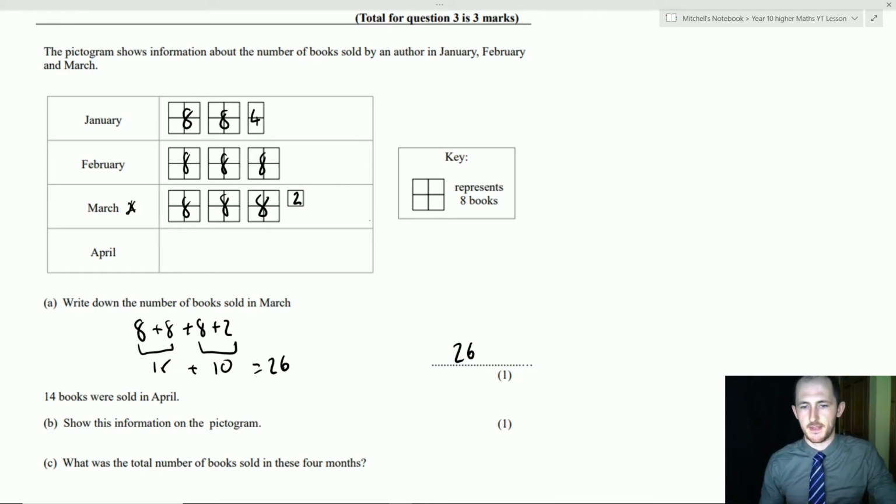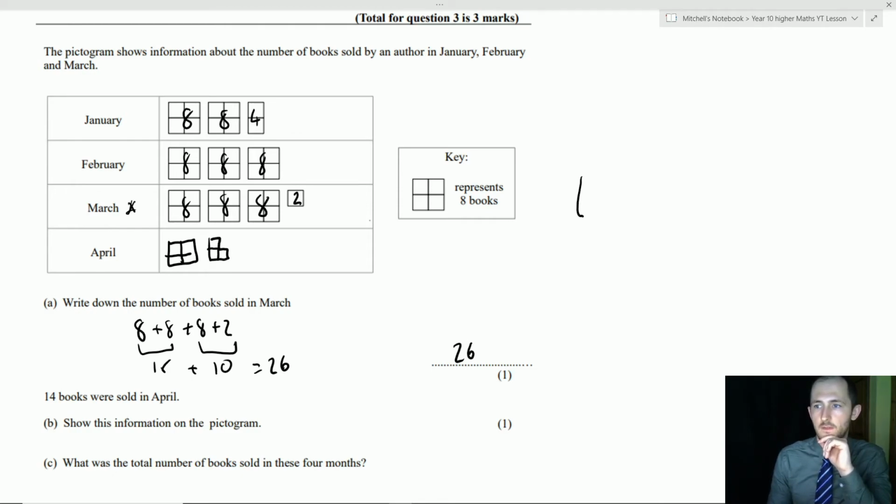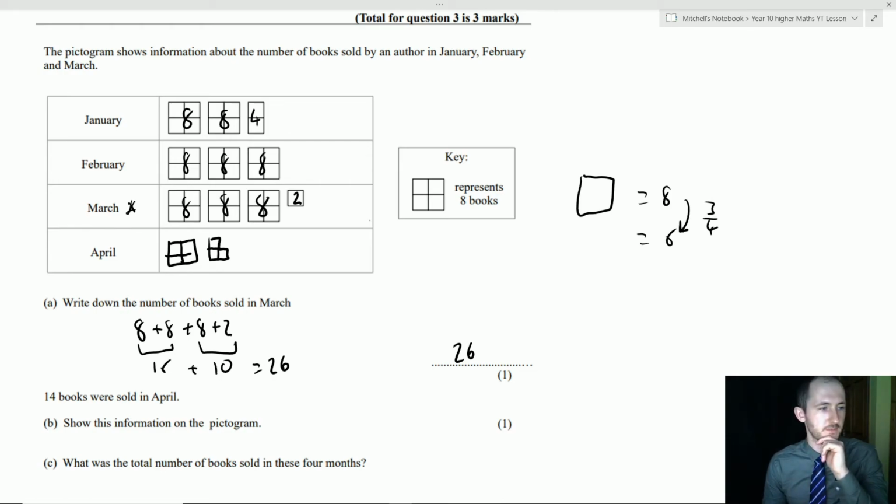Nice and easy. 14 books were sold in April. Show this information on a pictogram. Okay, so 14 sold in total. How many 8s go into 14 without going over it? That's 1, so we can draw 1 full square. How many do we have left over? Well, we'll have 6 left over, which would be represented by 3/4 of that. So again, if 1 full square equals 8, then if I want to get to 6, it's 3/4 of it. Okay, you divide by 4 and times by 3.